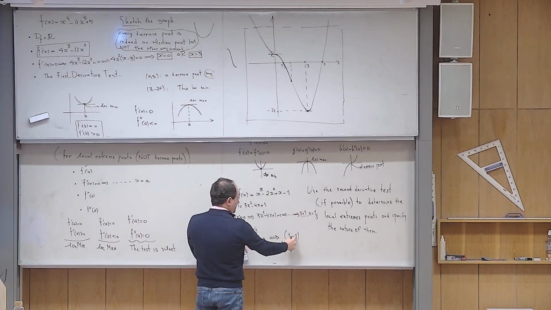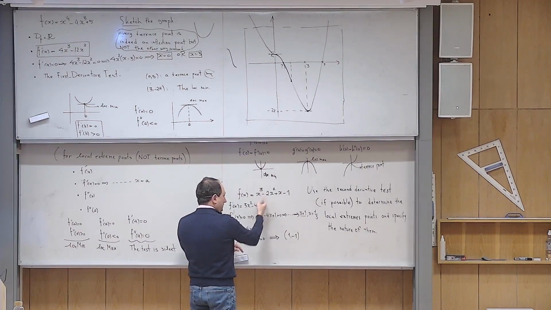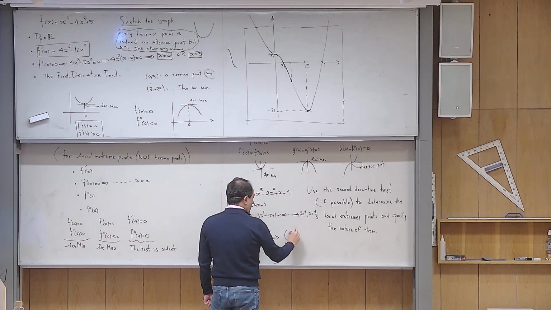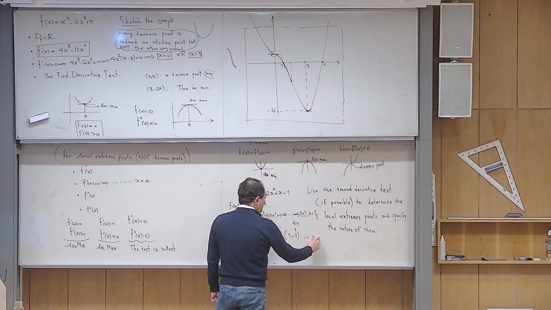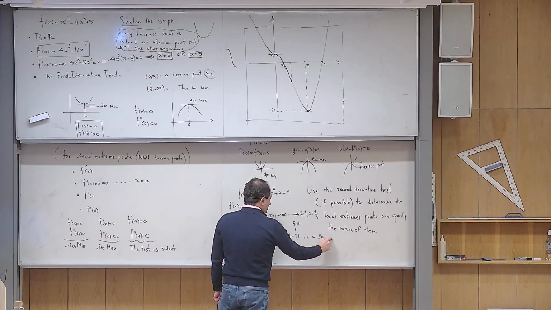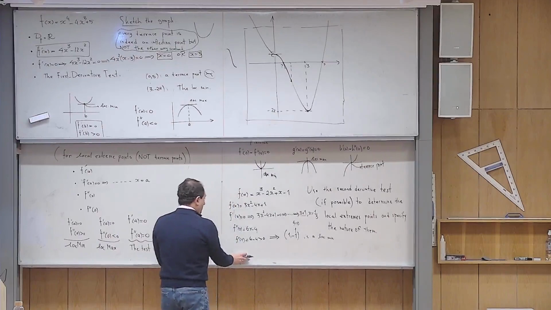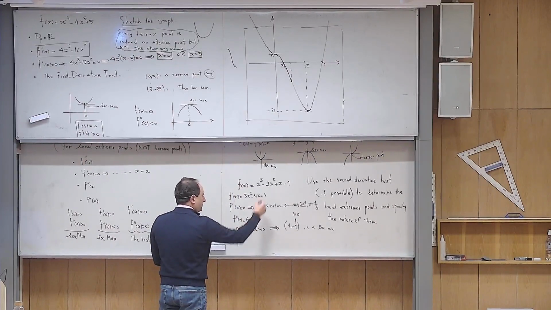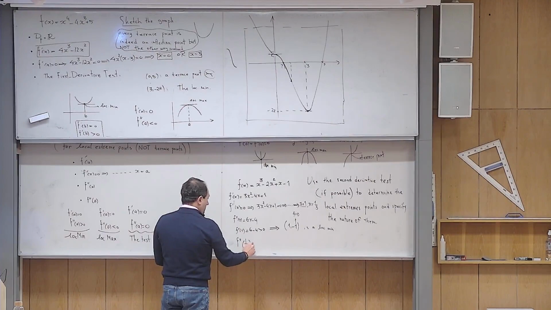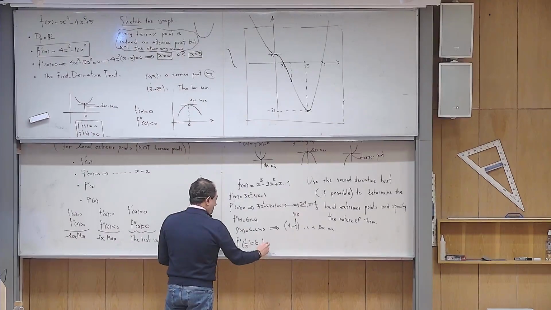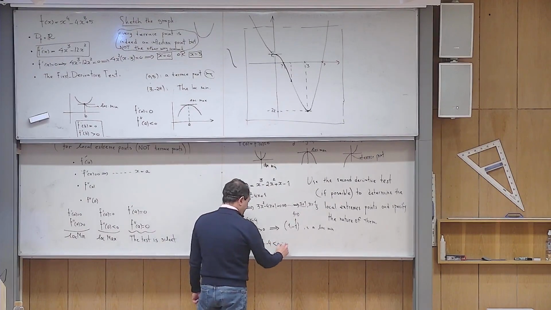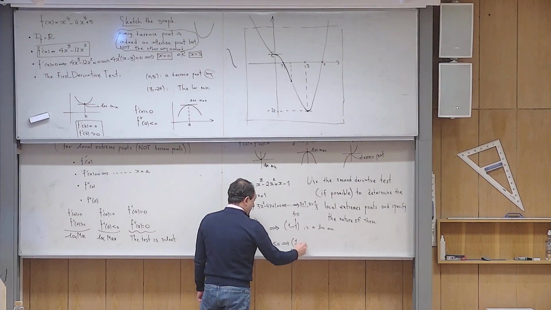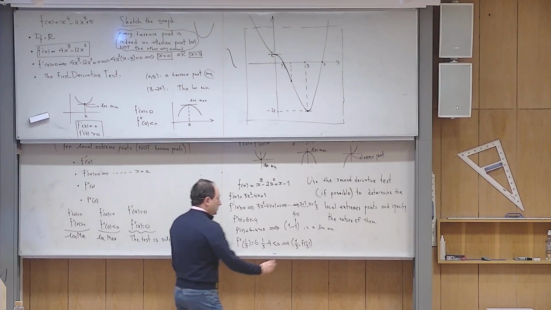If I want to know the y coordinate, I put it in the original function. So f of 1 is a local minimum. And now I calculate f double prime of the second number, 1/3. So this becomes 6 times 1/3 minus 4, which definitely becomes negative. So this means that f of 1/3, I'm lazy to calculate that, is a local maximum.